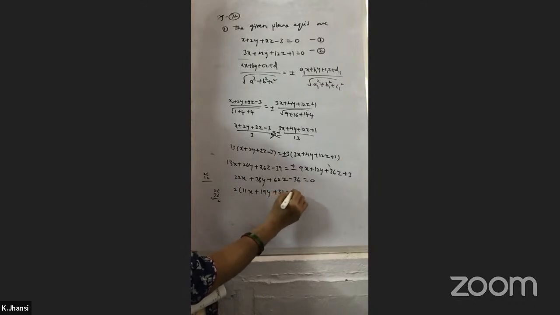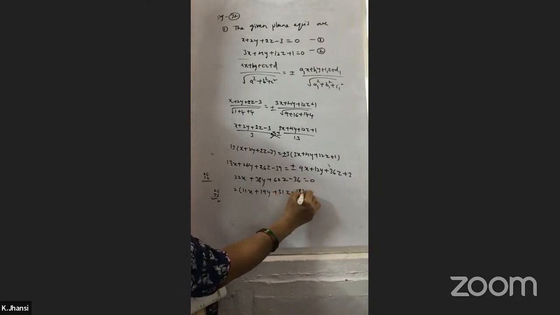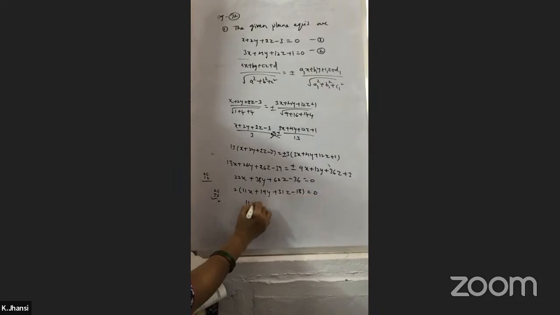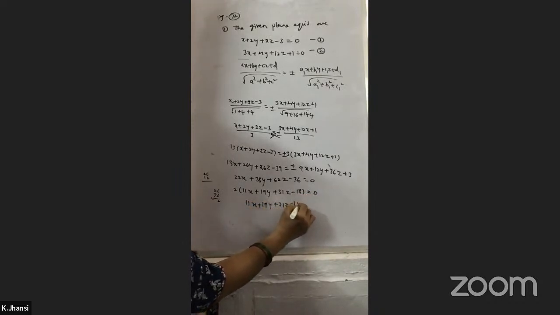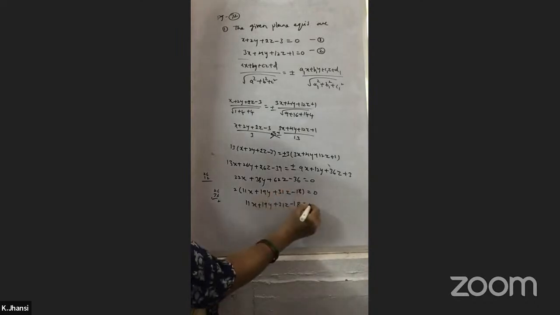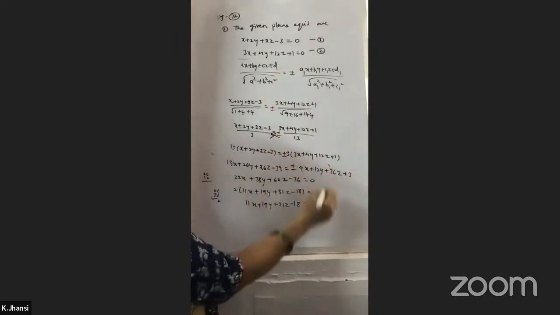So now you can take 2 common from this. If you take out 2 common, it is 11x plus 2 1s are 2, 19y plus 2 3s are 6, 31z minus 18. So we'll get it as 11x plus 19y plus 31z minus 18 equals to 0. Okay, these two equations are completed.